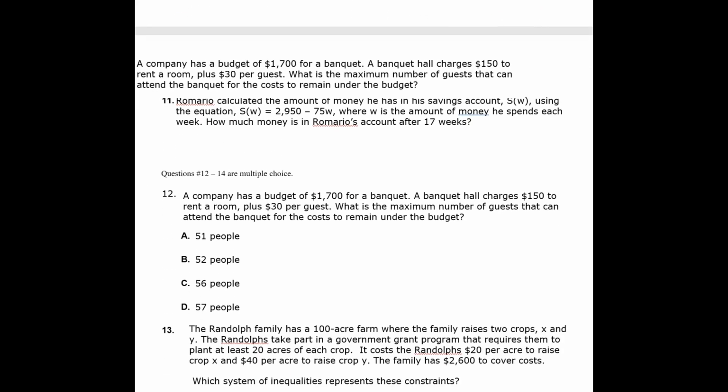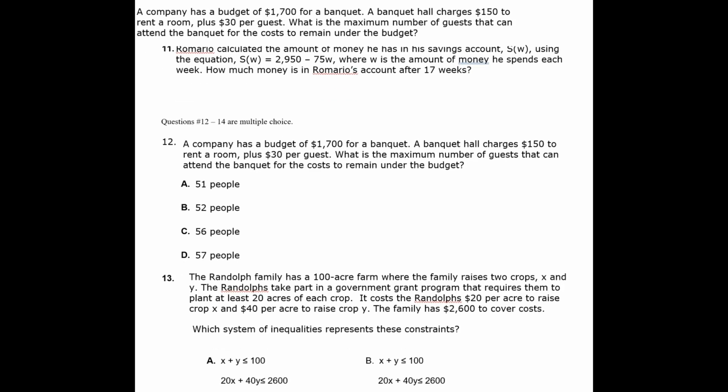Number 11. A company has a budget of $1,700 for a banquet. A banquet hall charges $150 to rent a room plus $30 per guest. What is the maximum number of guests that can attend the banquet for the cost to remain under the budget?